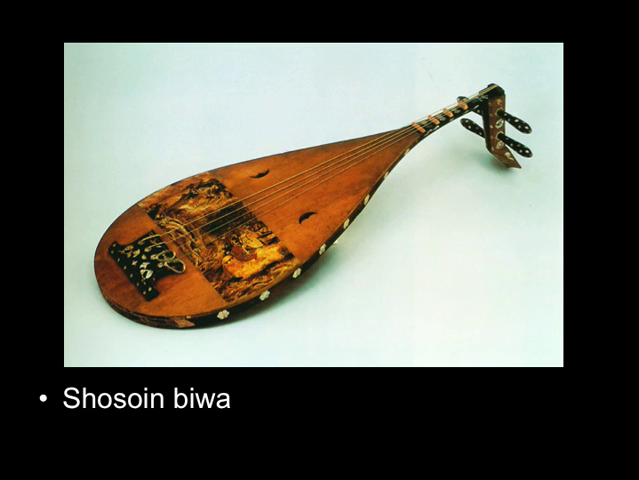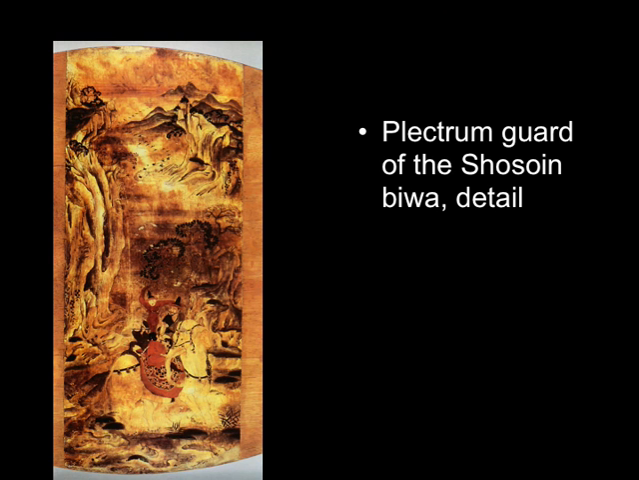And I'm showing you the full view of the biwa here, the lute. There's just that leather strip in the middle, which is essentially a guard against fingers plucking on the strings to protect the wood of the lute. But then here it's been decorated with a landscape painting. So there is a close-up of the landscape painting. As you can see, it is depicting a couple of travelers on horseback going through a mountain pass.